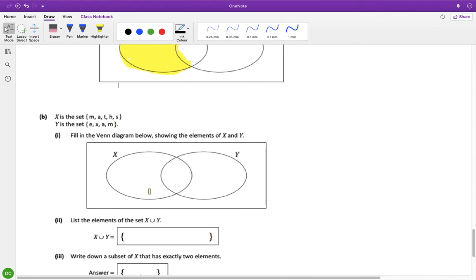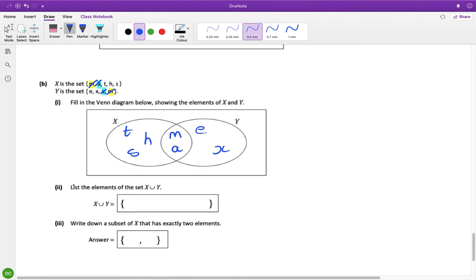All right, so moving on, put these in the diagram. So we need to find out if there's anything that matches. So I have an M here, and I have an M here, and I have an A here, and I have an A here. That means the M and the A go in there. So once I remove the M and the A, because I don't want to repeat, I'm left with T, H, and S. And once I remove the M and the A, I'm left with E and X. So again, no repetition.